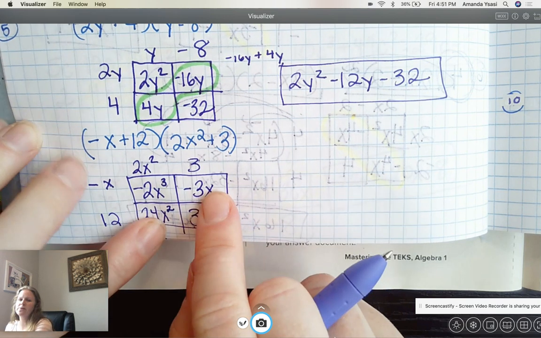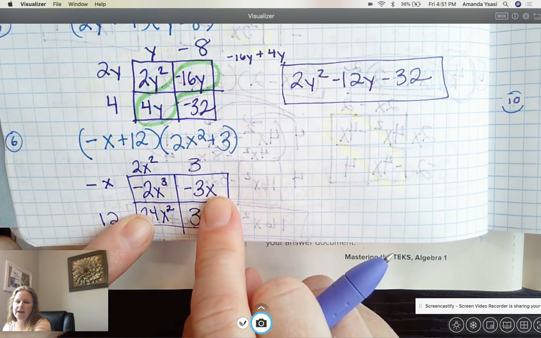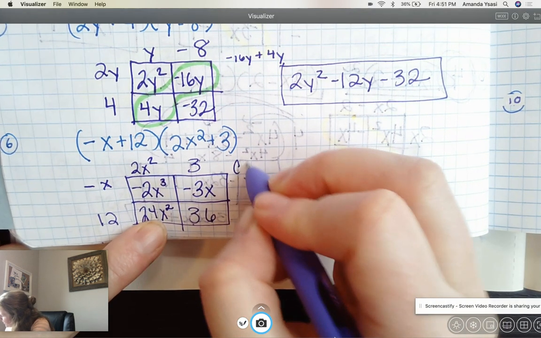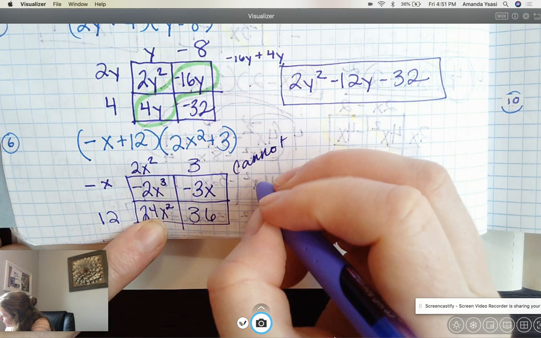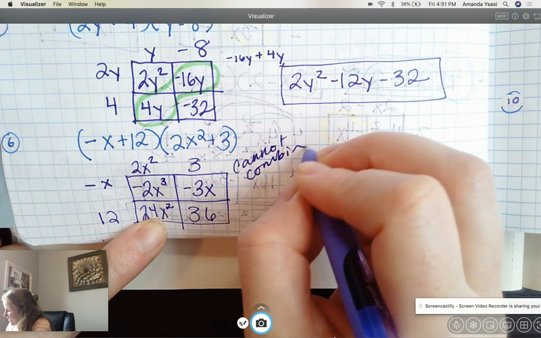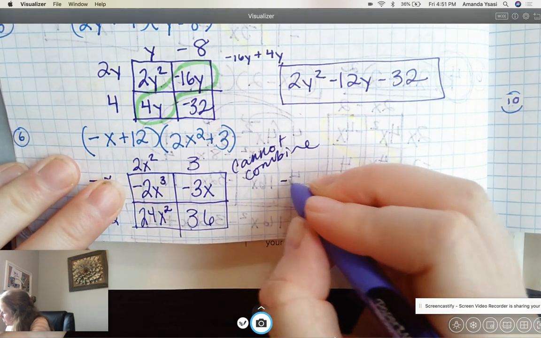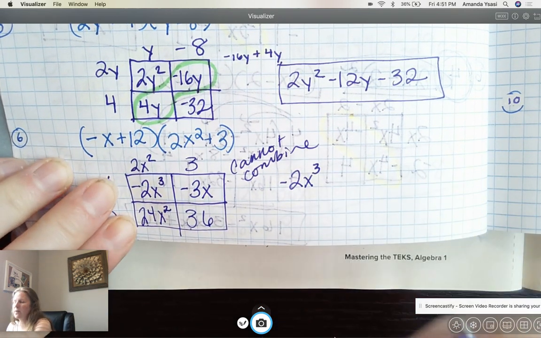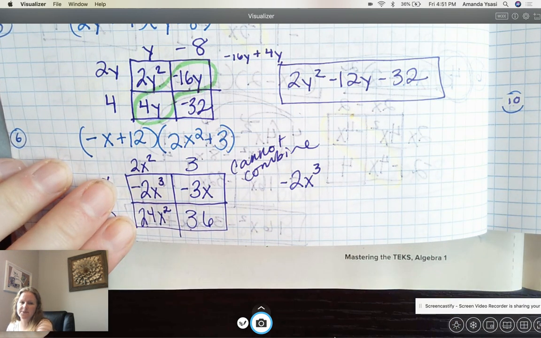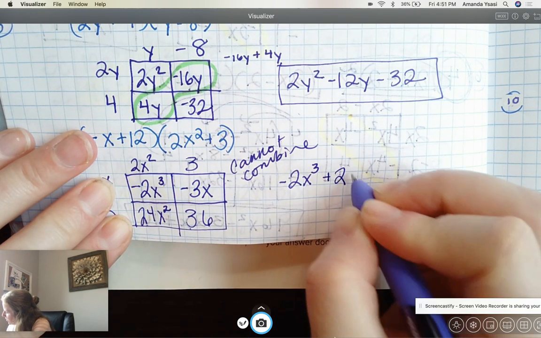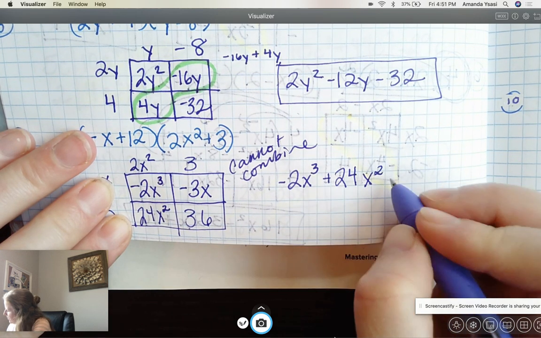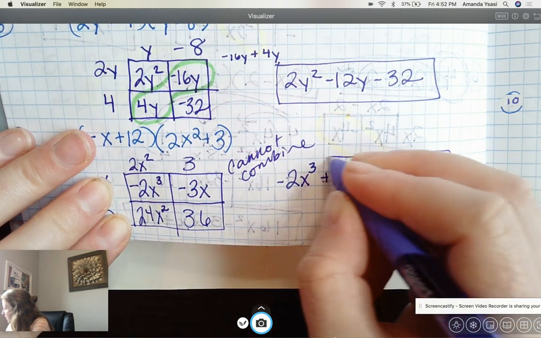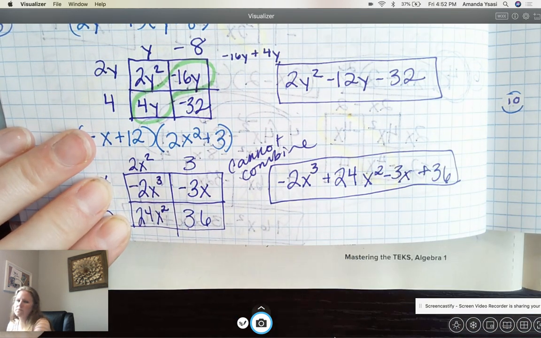Okay, let's look at those diagonals. Usually I circle them because we can combine them. This is an x and this is x squared, so I cannot combine. I can't combine anything, actually, so I'm just going to rewrite it. Negative 2x to the third power and do it in greatest to least exponent. So it'd be plus 24x squared minus 3x plus 36. And that's how I would leave it.